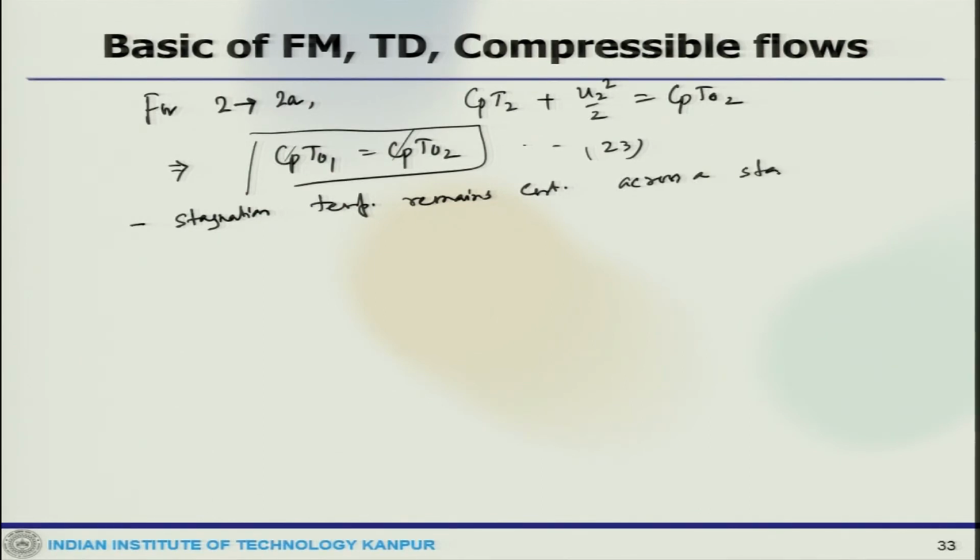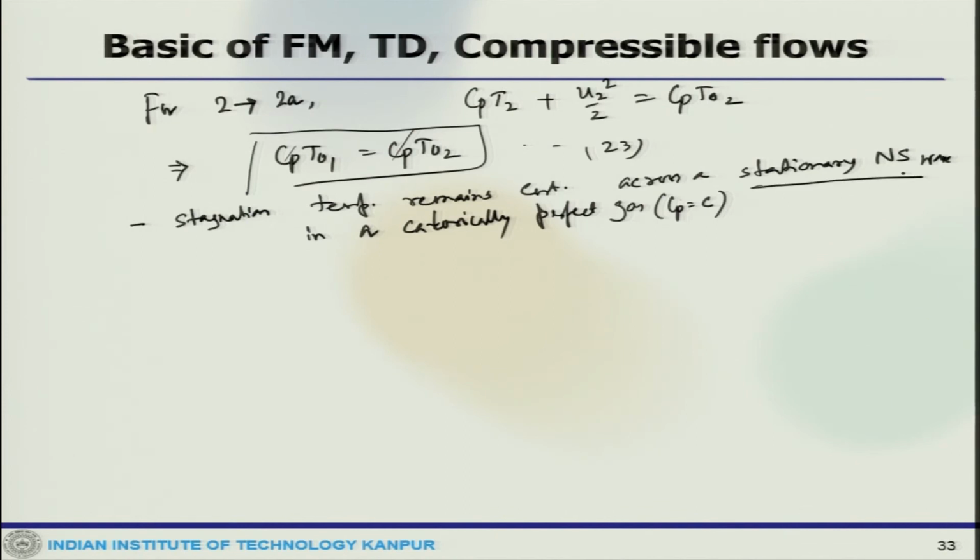across a stationary normal shock wave in a calorically perfect gas, which is CPC. Now this is very important that we say it is a stationary normal shock wave, because if the normal shock wave is moving, then this condition may not be valid. So, when the shock wave is stationary and it is a normal shock wave, then the stagnation temperature across the normal shock wave remains constant.